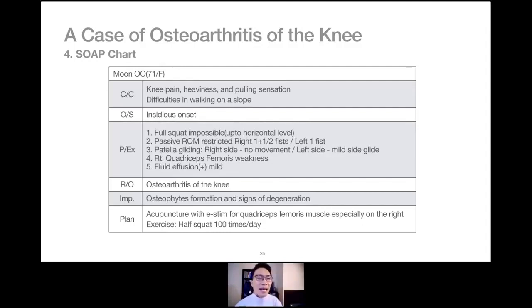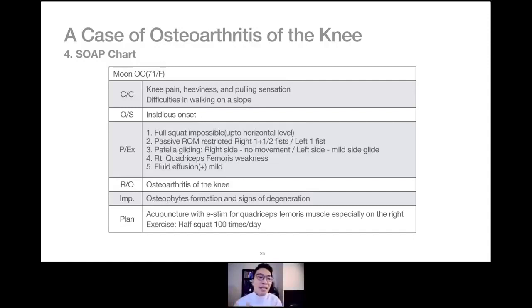The physical examinations that I've done were written like this. Full squat was impossible, and the patient could go up to the horizontal level. The passive range of motion was restricted on the right side, especially about 1.5 fists. For the patella gliding test, the right knee minimally had flexion contracture. So the quadriceps muscle and the patella ligament were somewhat elongated, so the patella movement was unable to be detected. So there was no movement on the right side.